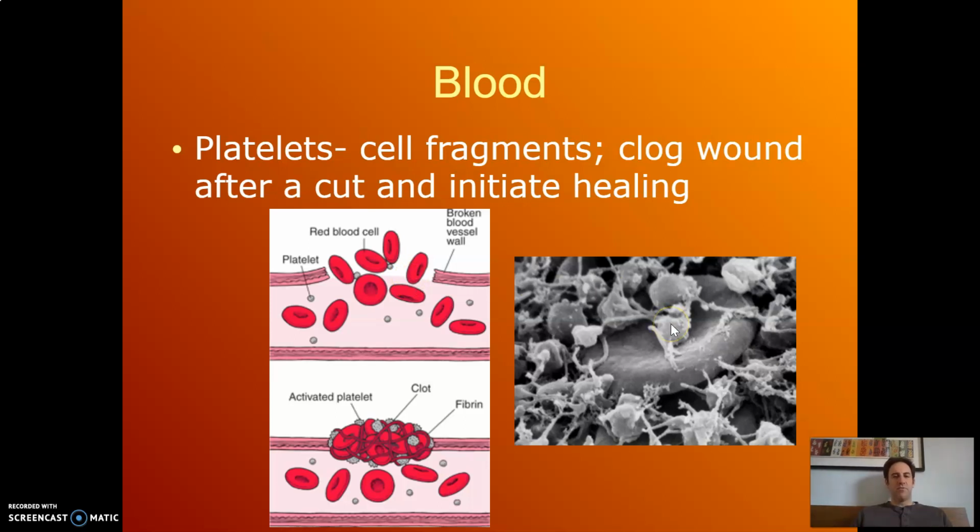There's actually a number of proteins that make a thread-like meshwork pattern over that wound. This is actually a red blood cell caught in that meshwork of proteins and platelets during wound healing. It's extraordinarily complicated, but platelets are a big part of stopping the bleeding after a cut.